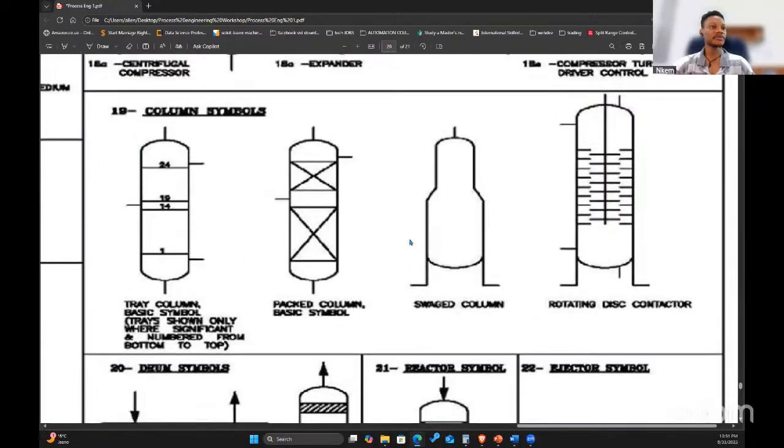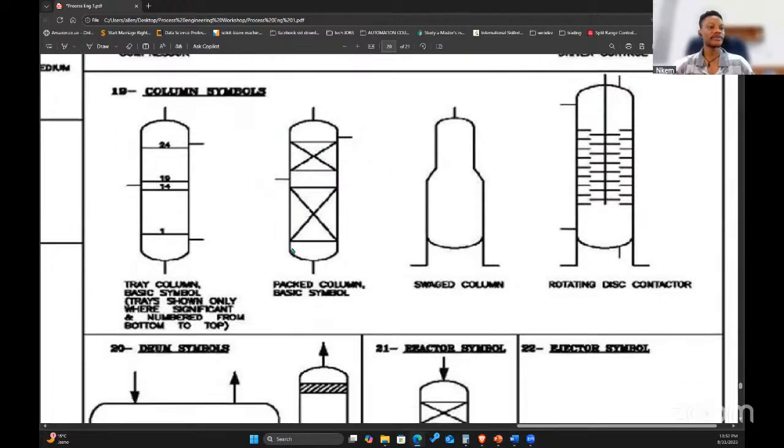Okay, so these are column symbols. This is the most common symbol you'll find in the industry. Everybody knows it. Usually a vertical column with numbers. If it's the tray type with the numbers, how many trays you have, starting from tray 1, and the last tray 25, 24 here. Sometimes it could be 20 trays, depends on the design. And of course, this one, the packed columns, where you have packings inside. Okay, so these two are the most common ones that you need to pay attention to for now.